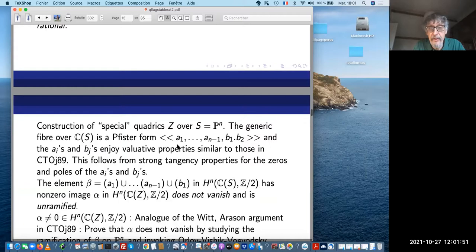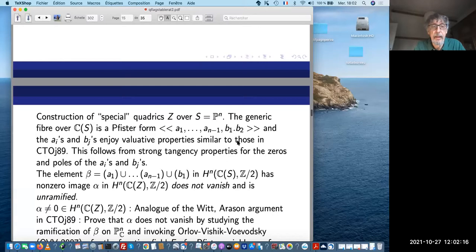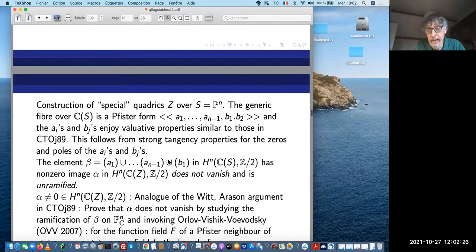So the generic fiber is a Pfister quadric, a Pfister form given by a1, ..., a_{n-1}, b1, b2. And the a_i and b_j enjoy ramification properties which are similar to those we had in the paper with the younger author. So you recognize this, we had a1, a2, and then the product b1, b2. I'm sorry, this is a point here. This is a1, comma, a_{n-1}, comma b1. Yeah, this is times b2, yeah? Right? That was correct, okay? And these ramification properties come from strong tangential properties for the zeros and poles of the a_i and the b_j which you choose.